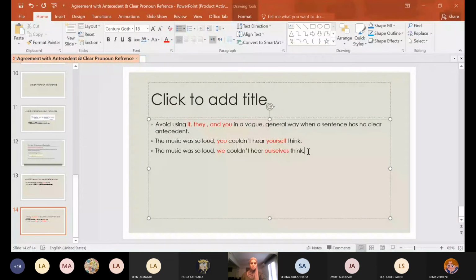You can say what he wrote for you: the music was so loud, concert goers, those who went to the concert, couldn't hear themselves think. So here it is so clear. Here I know that "themselves" refers to concert goers, those who went to the concert. Okay?